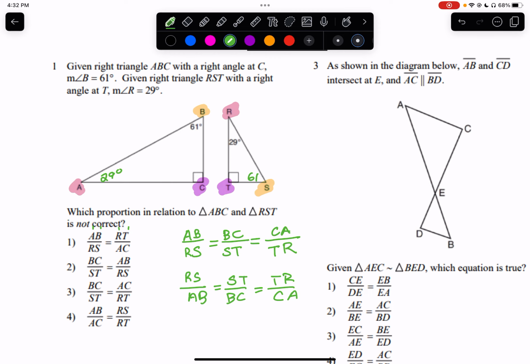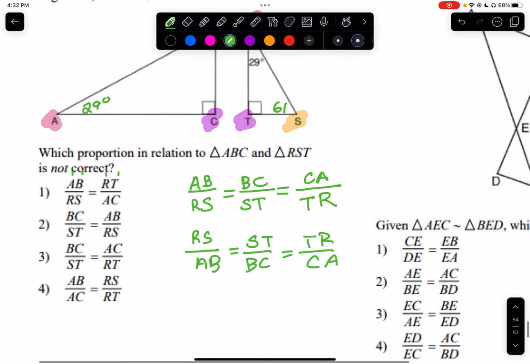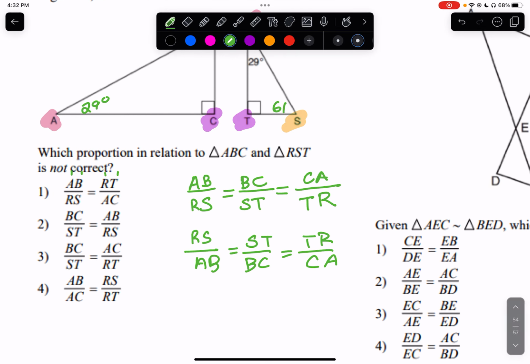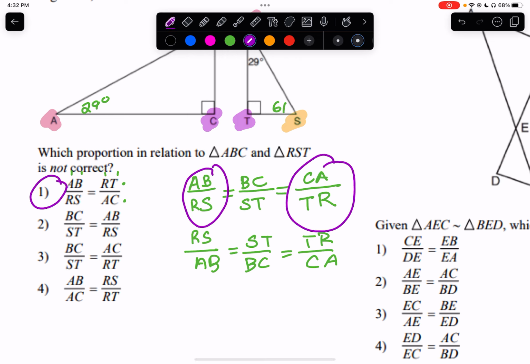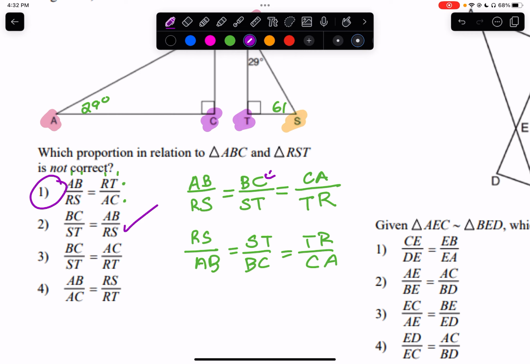So AB over RS would have to be equal to RT over AC. Excuse me, this is saying that it's equal to RT over AC, which if I look at my key, is right away incorrect. But let's go through the other ones just to double check. So BC over ST is equal to AB over RS. That's true. Also equal to AC over RT.